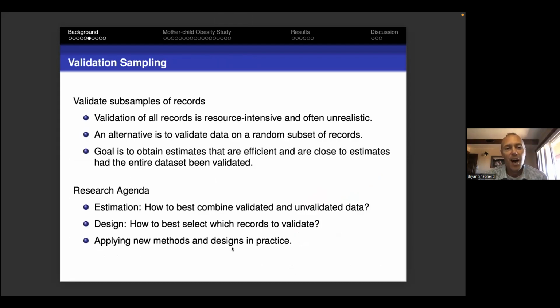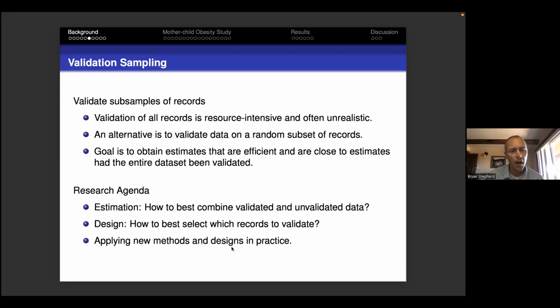Now, it's often impossible to validate all records. It takes a lot of money, a lot of time. It's often unrealistic, especially with really large data sets. So an alternative is to validate data on a random subset of records. And the goal is to obtain estimates that are efficient, so narrow confidence intervals, but are close to estimates that we would have gotten had we validated the entire data set.